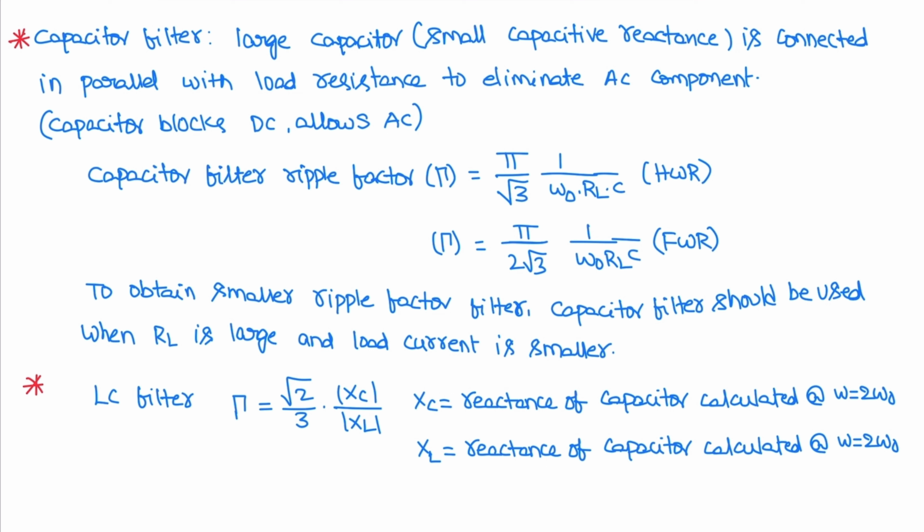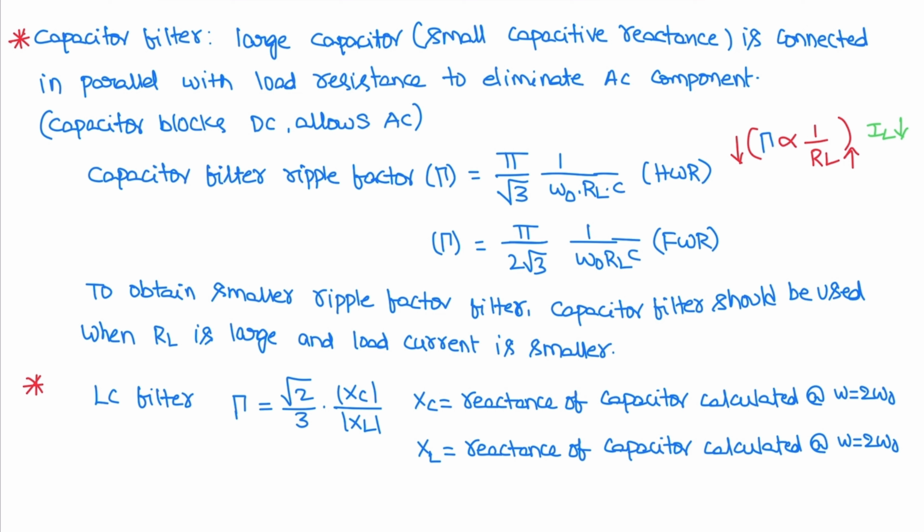Similarly, for the capacitor filter, the ripple factor is pi by root 3 into 1 by omega naught RL C for half wave, and pi by 2 root 3 into 1 by omega naught RL C for full wave. So the ripple factor in a capacitor filter is inversely proportional to load resistance. Since the ripple should be low, RL should be high. The capacitor filter is used for high load resistance. Load resistance is high means load current is low, so the capacitor filter is used for low load current applications.